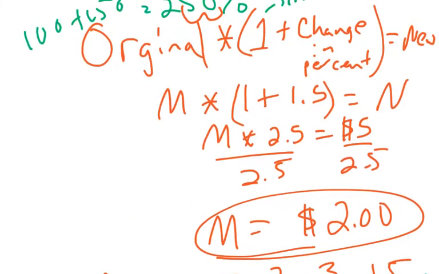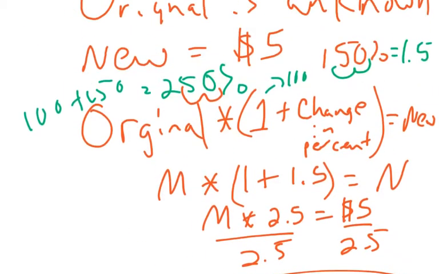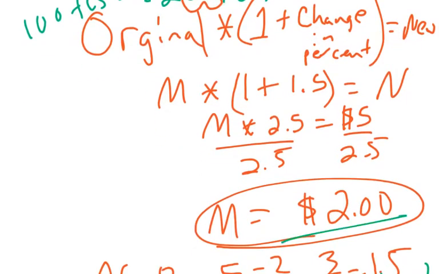So these are probably some of the harder problems you'll come across when you're working with percents. And it's not something that we talk a lot about, but it's good arithmetic in figuring these type of things out. So if the new price is 5 and it increased 150%, then that means the original mask only cost you $2 at the beginning of the year.